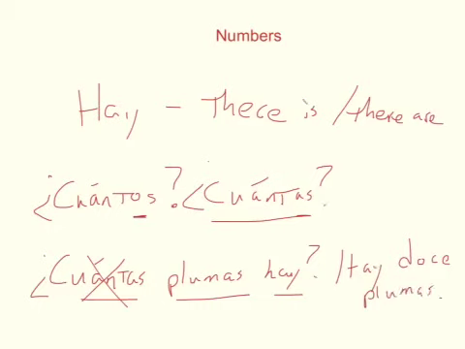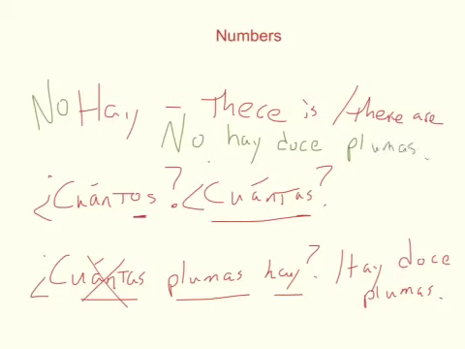I forgot to mention that hay is there are, but if you want to say there isn't or there aren't, you would say no hay. So if I wanted to say there aren't 12 pens, I would say no hay 12 plumas. There are not 12 pens.